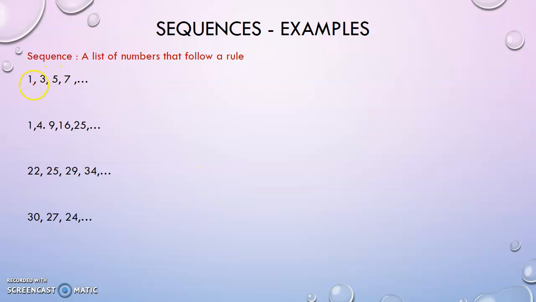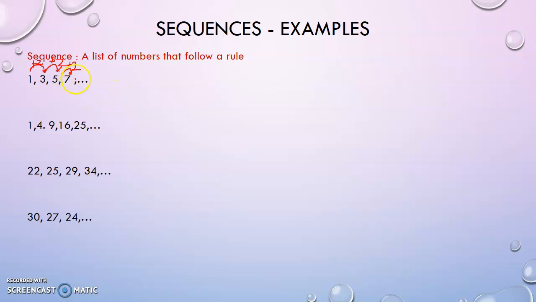The first number is 1. The next number is 3, 5, 7, etc. You can see that you obtain the next number by adding 2 to the previous number. 3 plus 2 is 5. 5 plus 2 is 7. So, here the rule for finding the next number is add 2 to the number.